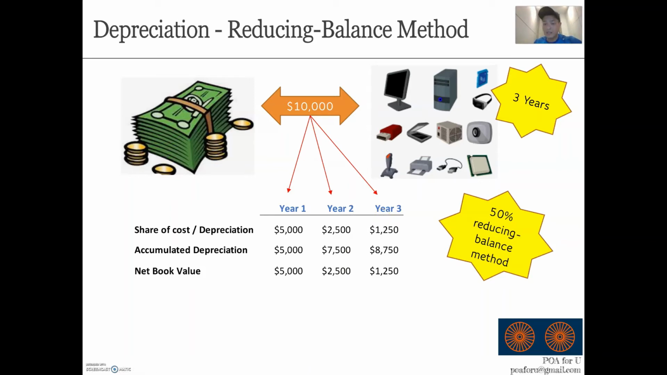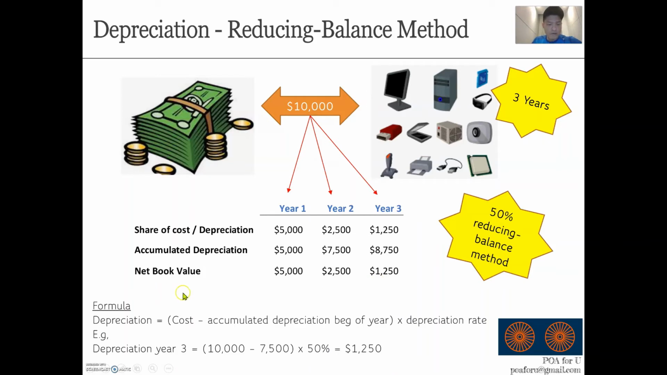You multiply that in year 3 by 50%, so the year 3 depreciation will be 1,250, and so on and so forth. You will see that at the end of the time, the net book value would never be 0. And if the asset is thrown away or sold, or let's say disposed, then this $1,250 of net book value remaining will be charged to the income statement, or the statement of financial performance, as a loss on sale of non-current asset.